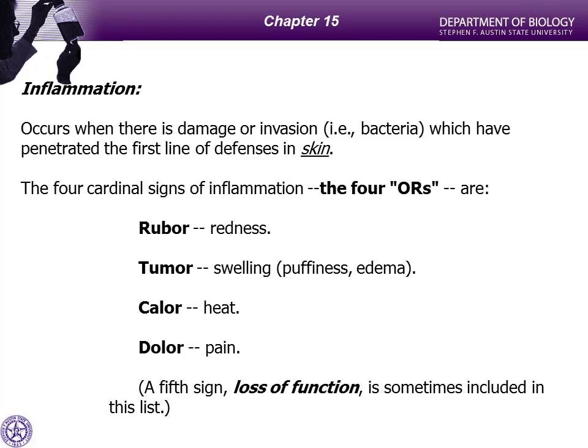Sometimes they're called the 4 ors, for the old Latin and Greek: rubor, redness, tumor, swelling, calor, heat, and dolor, pain. But what is the redness? When you have something swollen, something inflamed, why is it red? Increased blood flow, which again is also going to be for calor, increased heat. More of your core body temperature is brought to the region because of the blood.